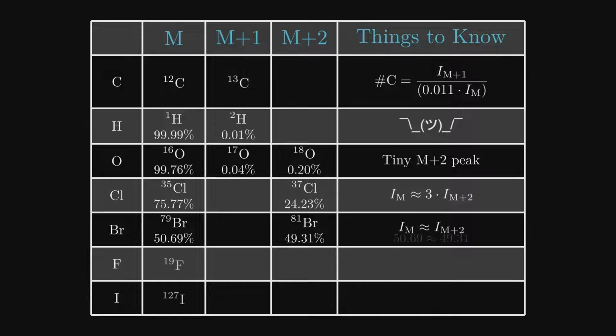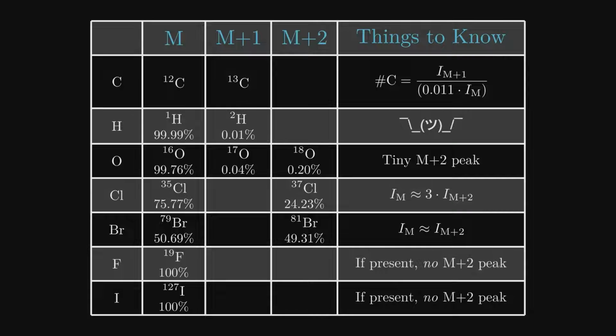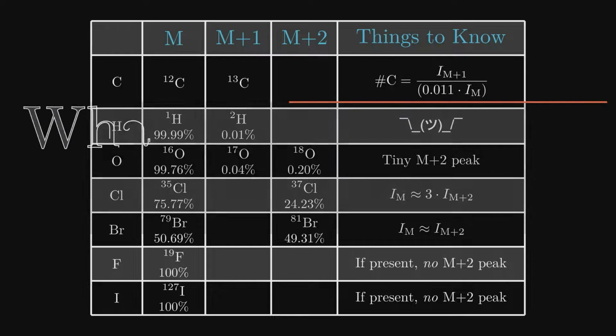Now, both fluorine and iodine have 1 isotope, which seemingly is even worse than hydrogen. However, with respect to halogens only, if we know one is present in the molecule, a missing M+2 peak indicates it's either fluorine or iodine.